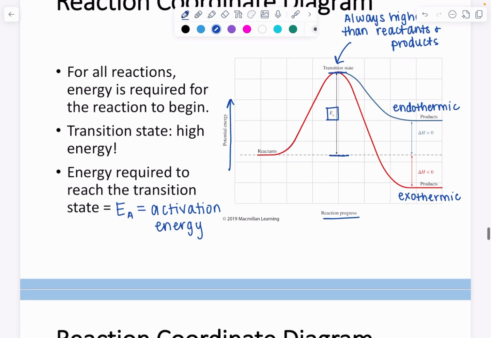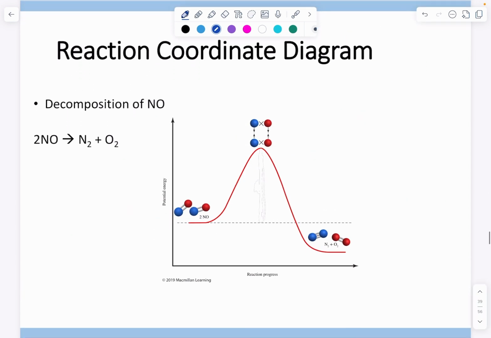Here's an example of an actual reaction coordinate diagram where 2 moles of NO, nitrogen monoxide, forms 1 mole of N2 and 1 mole of O2. So in this reaction coordinate diagram, we are always starting at the reactants, so that's the left side. Products are the end of the reaction. And then the transition state is this high energy state.